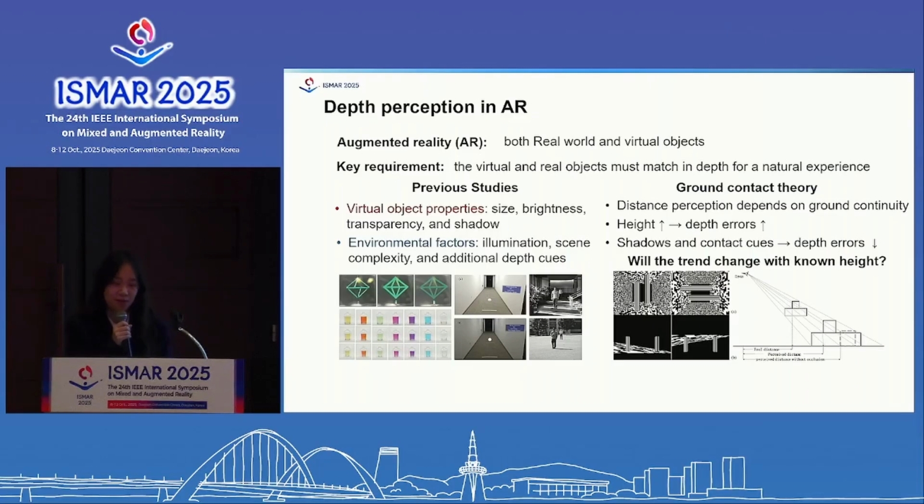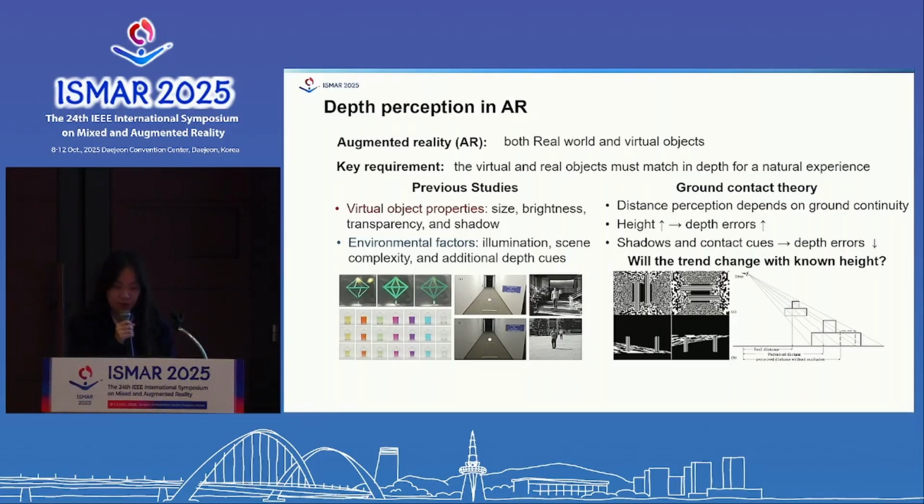Our study focused on object height, and for its influence, there is a very important explanation called the ground contact theory. It suggests that distance perception depends on ground continuity. When this continuity is broken, the depth error increases as the height rises. There are also studies showing that shadows and contact cues decrease the depth error.